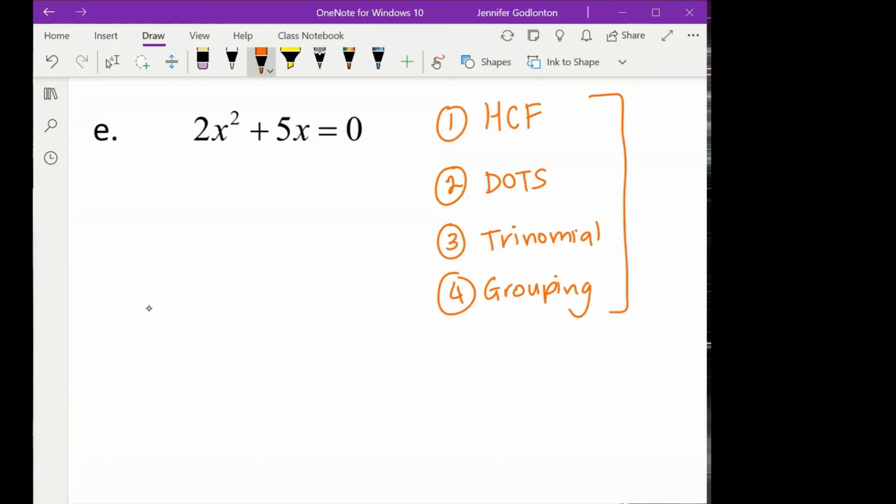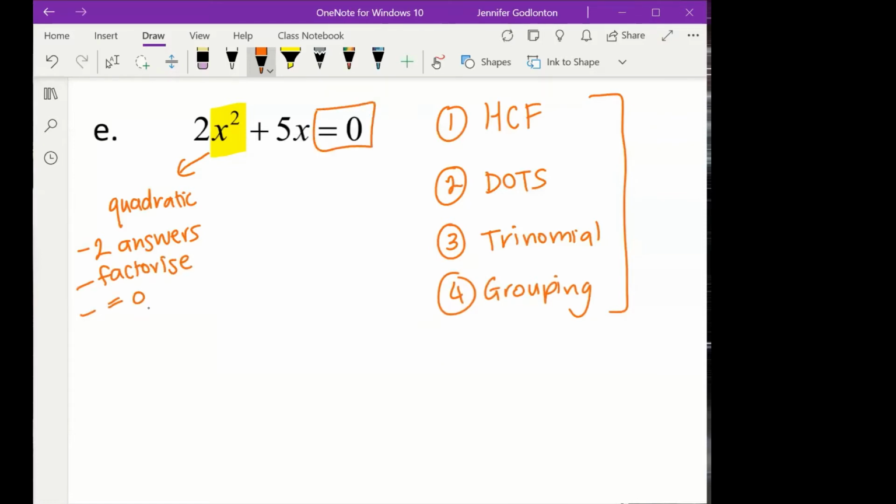So the first thing we're going to look at in this question is we've got 2x squared plus 5x, and that's equal to 0. So you're going to see how there's two important things that we need to take from this. First of all, we've got an x squared. And that x squared is telling us that it is a quadratic equation. When it's a quadratic equation, we know that we are going to get two answers. We know that we are going to need to factorize. And we want it to be equal to 0 on the other side.